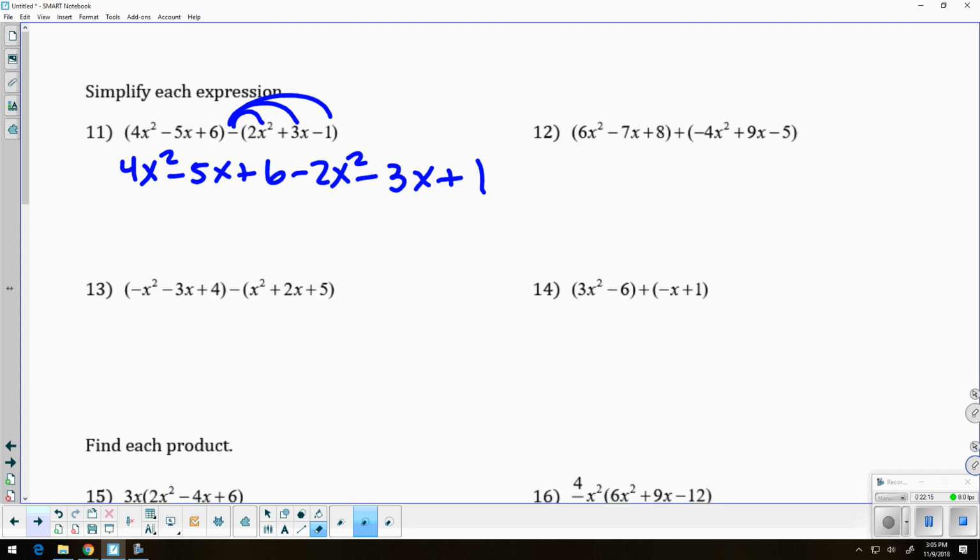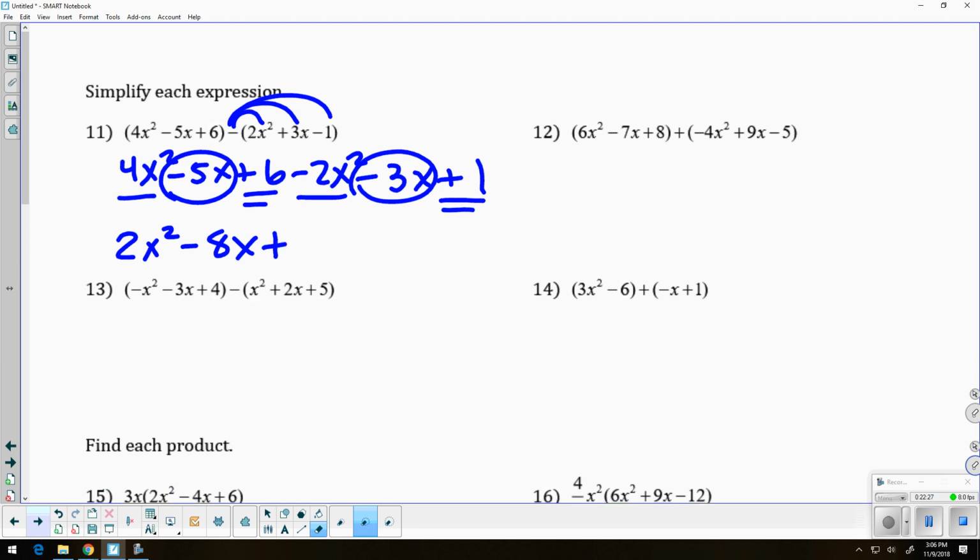Combine your like terms. So 4x squared minus 2x squared, it's 2x squared. Negative 5x minus 3x is negative 8x. And then you got the plus 6 plus 1. So plus 7, and there you go. You subtract it. Now you're done.